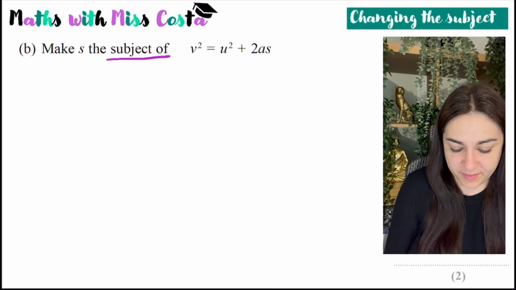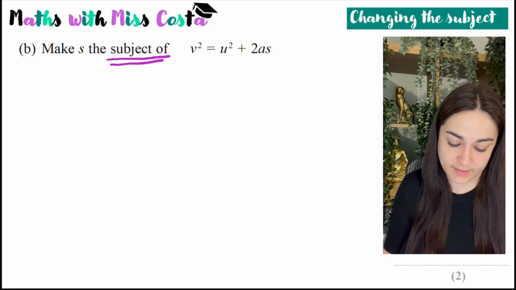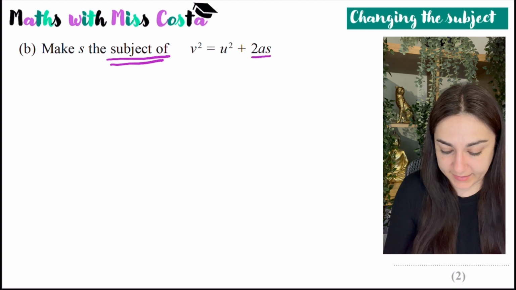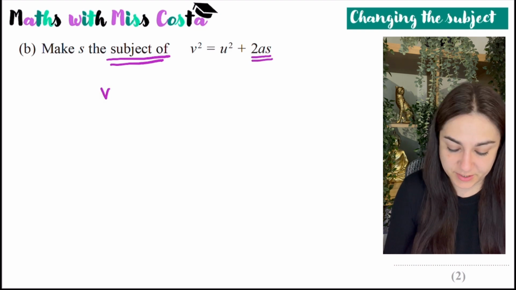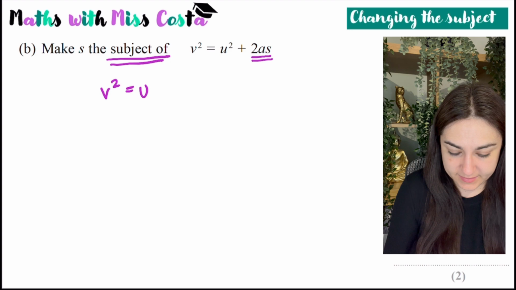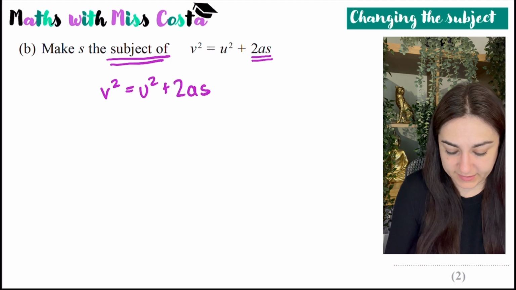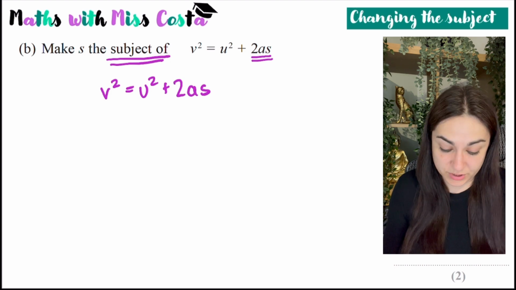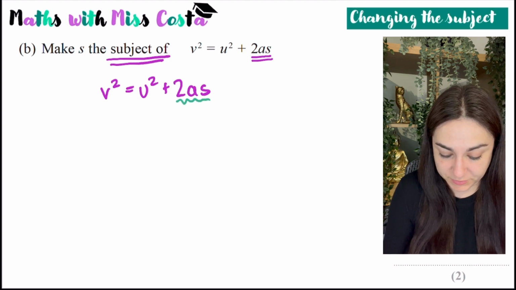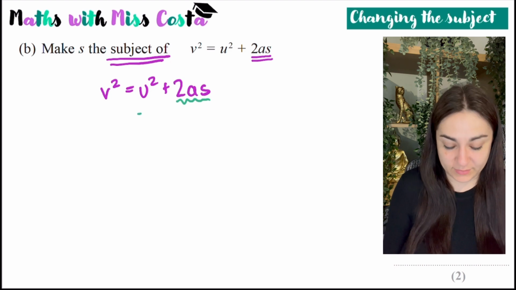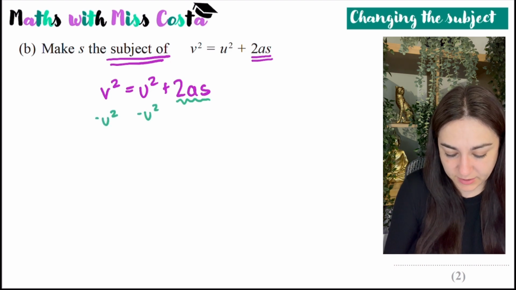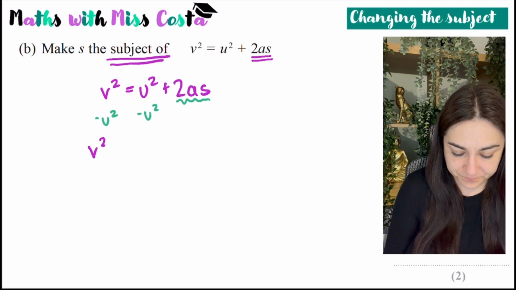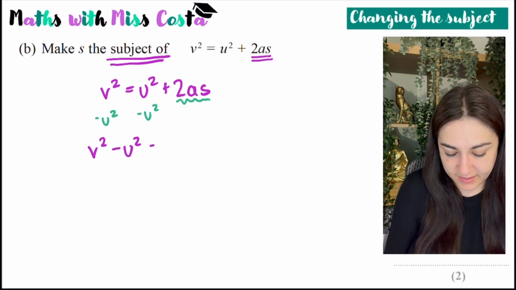Next, I need to make s the subject of this equation. So s is over here. It's attached to 2as. So I've got v squared equals u squared plus 2as. What I want to do when I'm changing the subject is I want to leave the thing that is going to be my subject on that side and move everything else first. So I can just subtract u squared from both sides. So I'd be left with v squared minus u squared equals 2as.